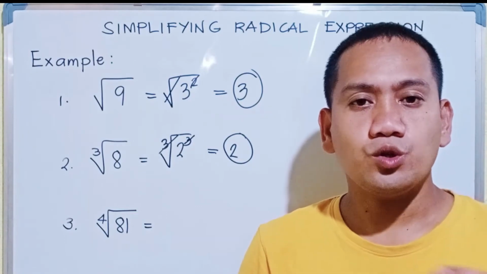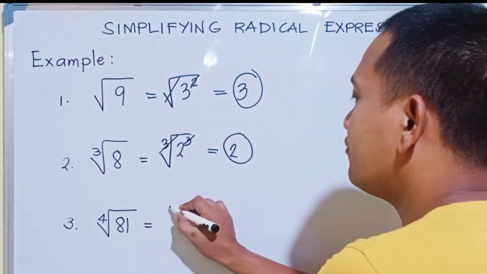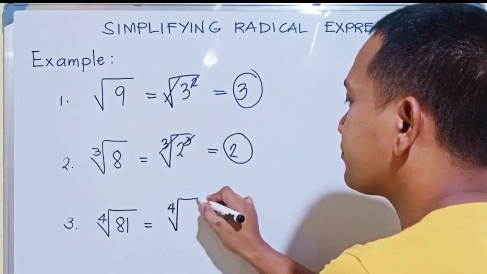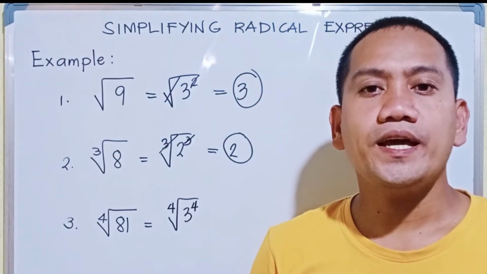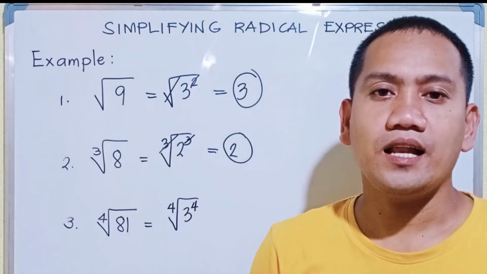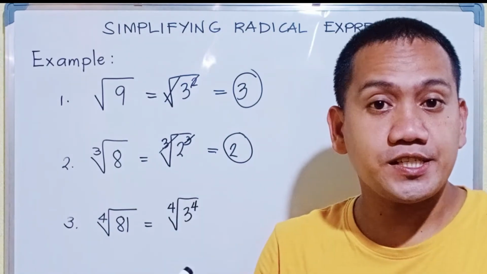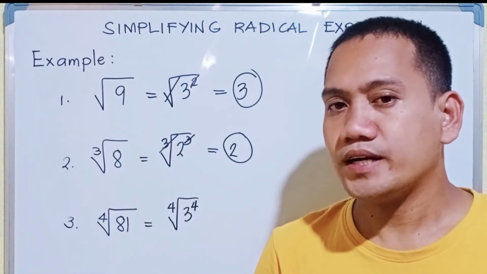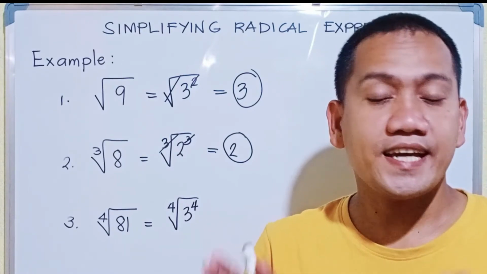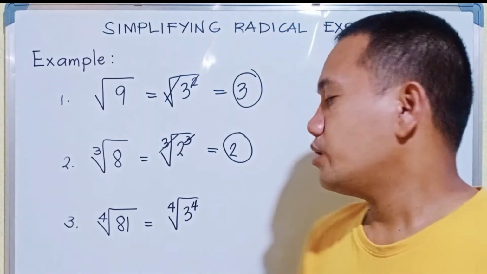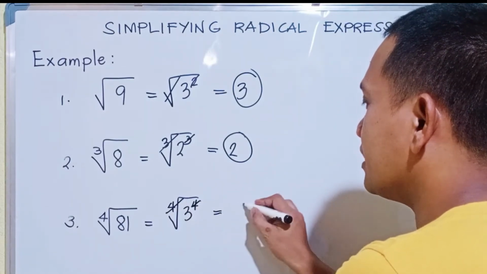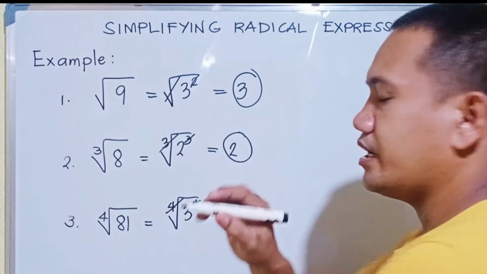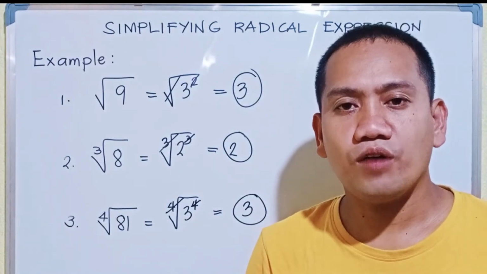So the fourth root of 81 can be written as the fourth root of 3 to the fourth power. Again, we can apply the first law of radicals, wherein if the index and the exponent of our radicand are the same, we can cancel it out. So in this case, the simplified form of the fourth root of 81 is 3. So bear in mind the first law of our radicals.